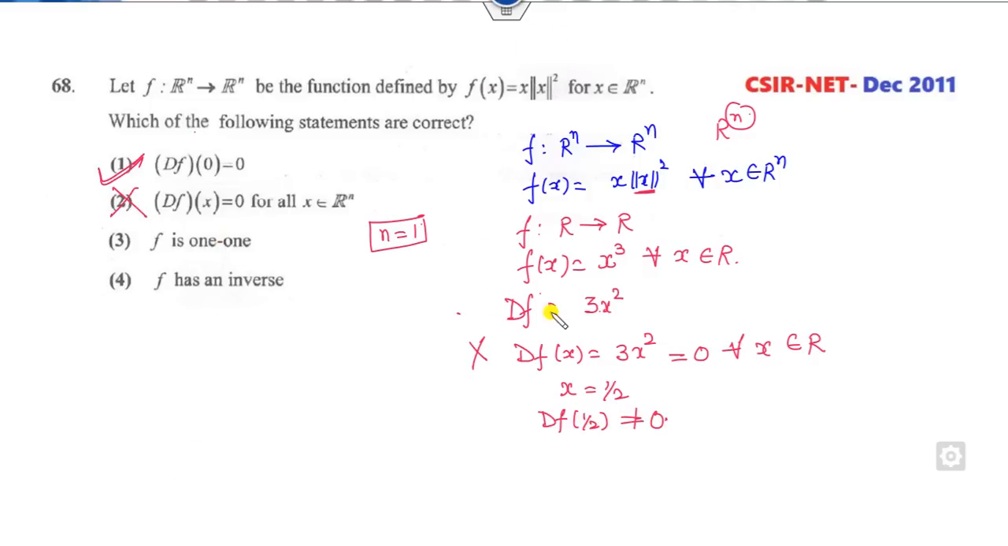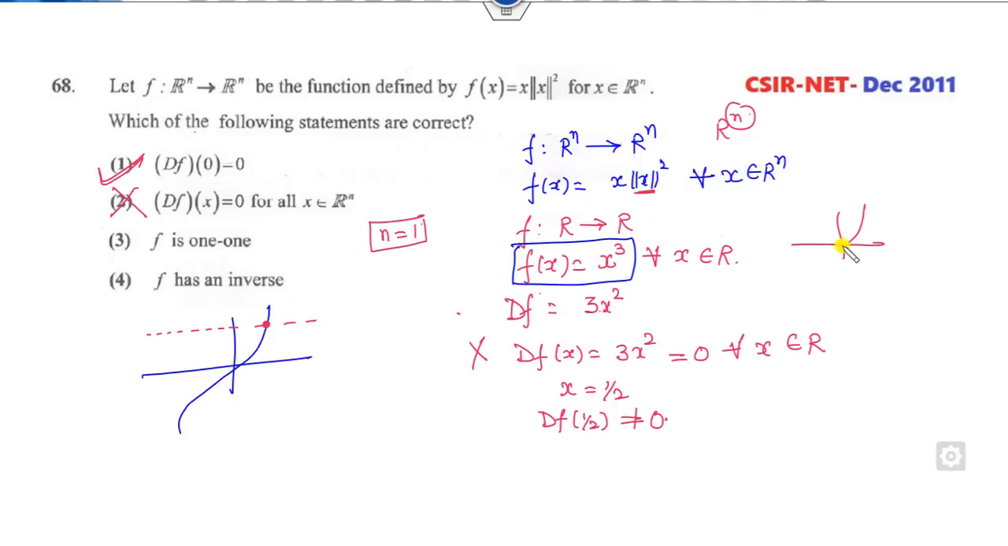F is 1-1. How do you prove that it is 1-1? You can see x cube is always 1-1. Otherwise you can simply draw the graph of this. If you draw a horizontal line and it cuts only a single point, then it is 1-1. As I mentioned earlier, if y is equal to x square and I draw the horizontal line, it cuts at 2 points on the curve, so this is not 1-1. Now you can see if you draw it here, it again cuts at a single point. So this is my 1-1.